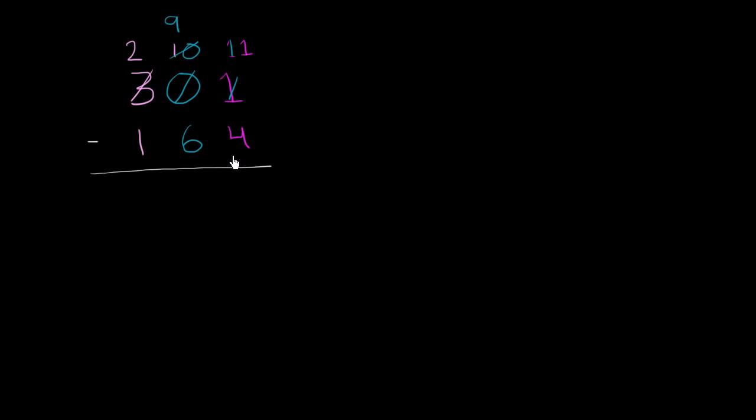11 minus 4. 11 minus 4 is, let's see, 10 minus 3 is 7, so 11 minus 4 is 7. 9 minus 6 is 3. And 2 minus 1 is 1. So we are left with 137.